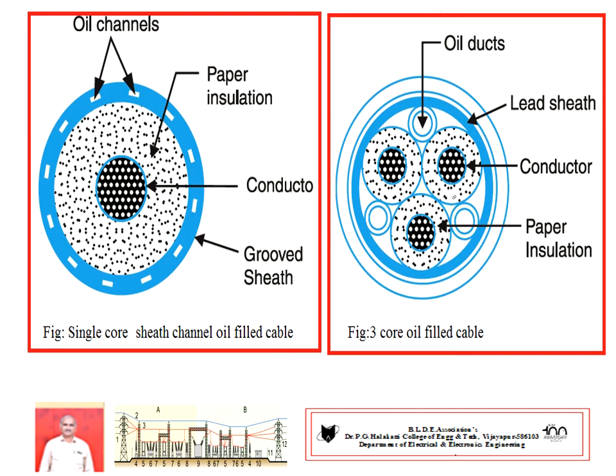This whole assembly is covered by lead sheath. Then pressurized oil flows through the ducts. This pressurized oil circulation keeps the entire 3 core and paper insulation system under pressure. Hence it avoids the formation of voids. Hence it increases the dielectric strength of the medium.